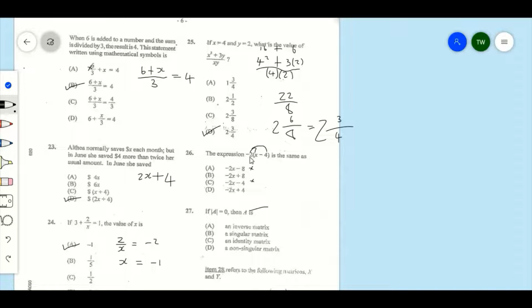Now negative 2 times negative 4, that's going to give us 8, and not 4, so the option cannot be D as well. So the answer has to be B. All right.